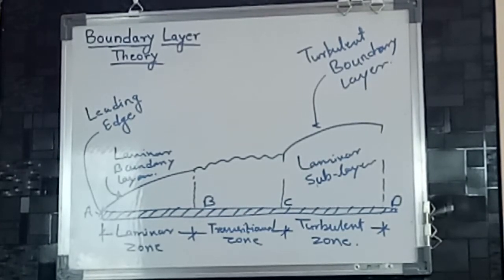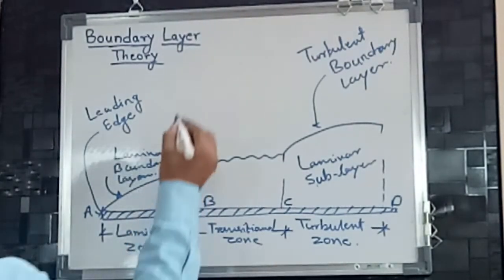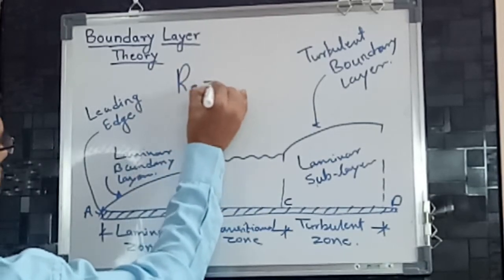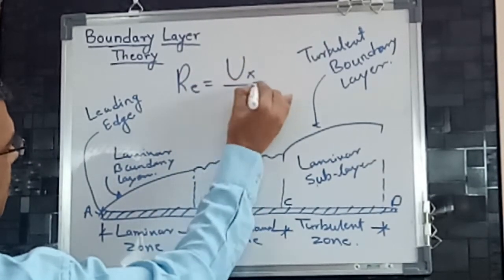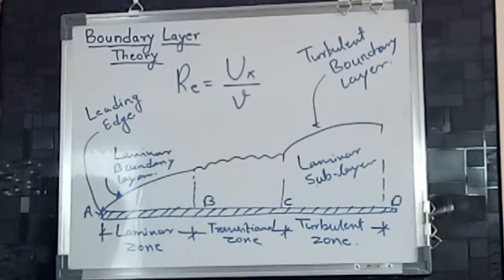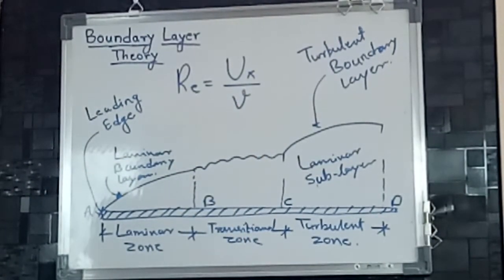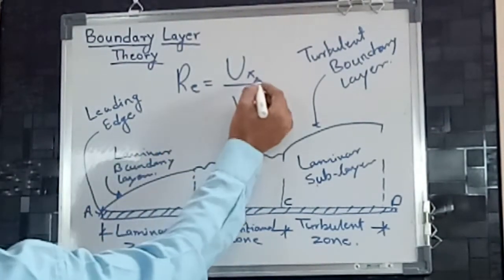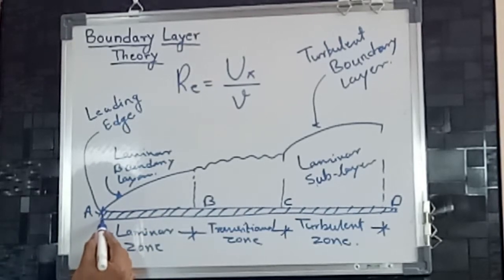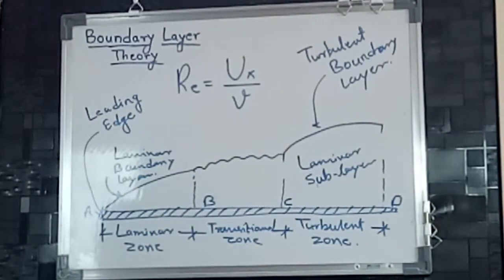Okay. One more thing, here the Reynolds number we consider, that is Re equal to Ux divided by the kinematic viscosity. Now see, this x distance represents what? The distance from the leading edge, that is x, and U represents what? The free stream velocity. Up to this you understand?